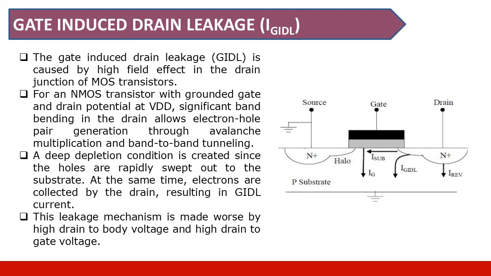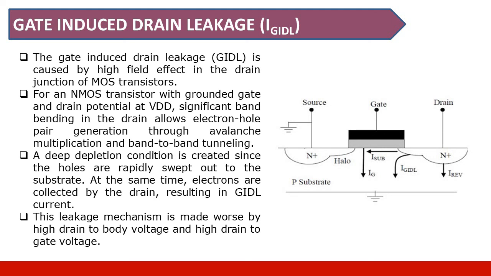Now, consider an NMOS transistor with a grounded gate and drain potential at VDD. Suppose this is an NMOS transistor, the gate is grounded, meaning the gate is biased at zero potential, and the drain is connected to VDD. Then what will happen? There will be a bending in the drain which will allow electron-hole pair generation. Why? Because of the high voltage connected over here, through avalanche multiplication or band-to-band tunneling. And because of this, a deep depletion condition is created, because this is now heavily reverse biased.